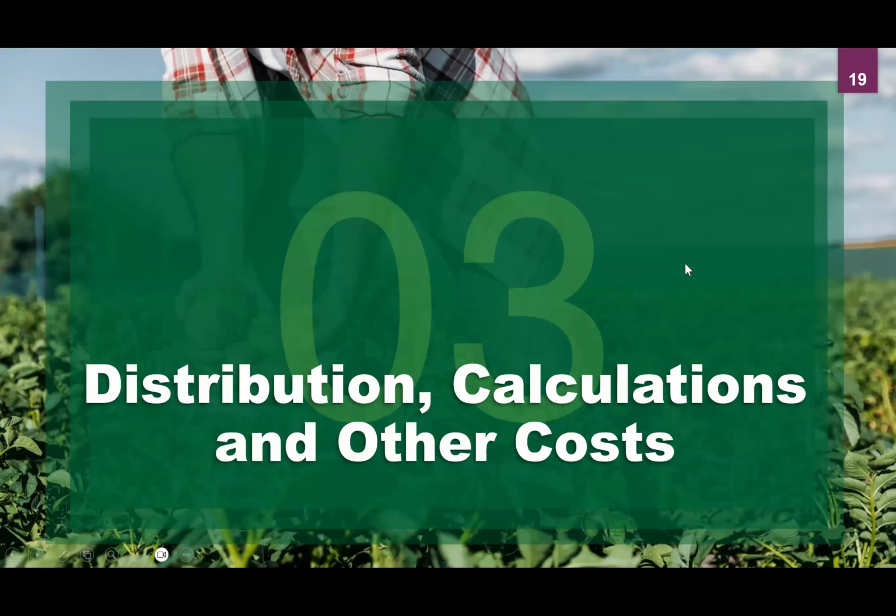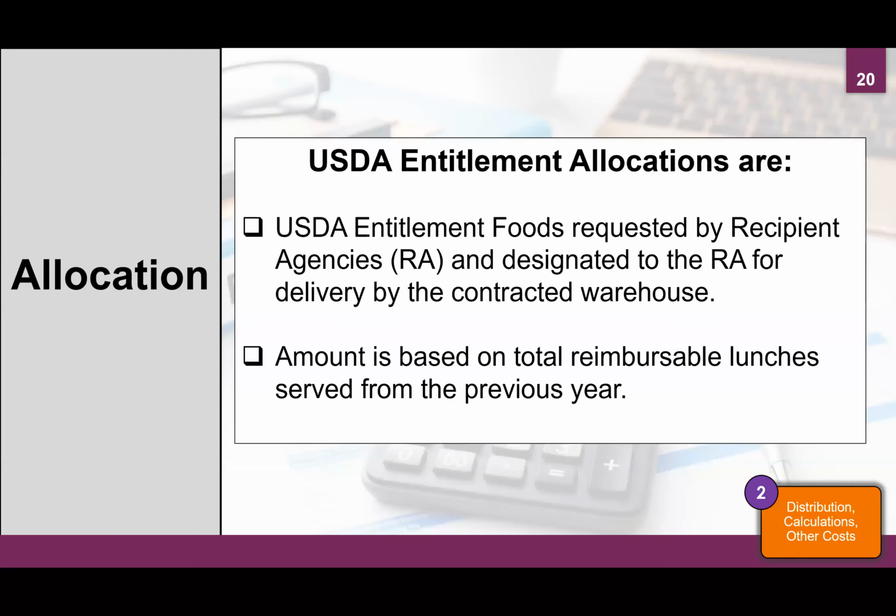Okay, so next we're going to talk about distribution, calculations, and other costs. So USDA entitlement allocations are USDA Foods requested by recipient agencies and designated to the RA for delivery by the contracted warehouse. And the amount is based on total reimbursable lunches served from the previous year. And that's a question that we get quite often: how are the amounts calculated, what are they based on? So again, they're based on your total reimbursable lunches served from the previous year.